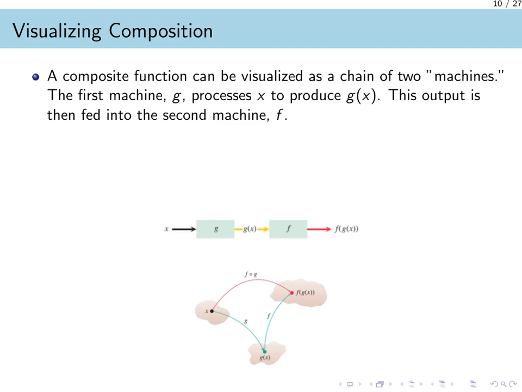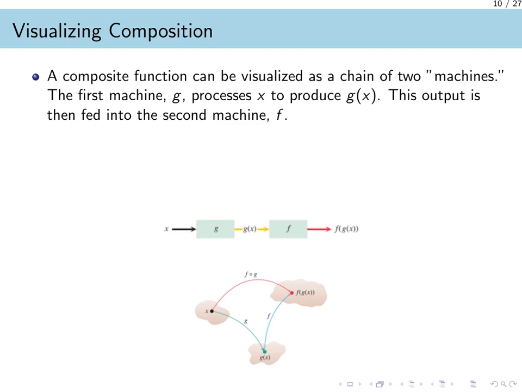Let us build some intuition for function composition by thinking of functions as machines. This diagram helps us visualize the process step by step. We begin with an initial input, x, which we feed into the first machine representing the function g. This machine processes x and produces a new value, the output, g of x.